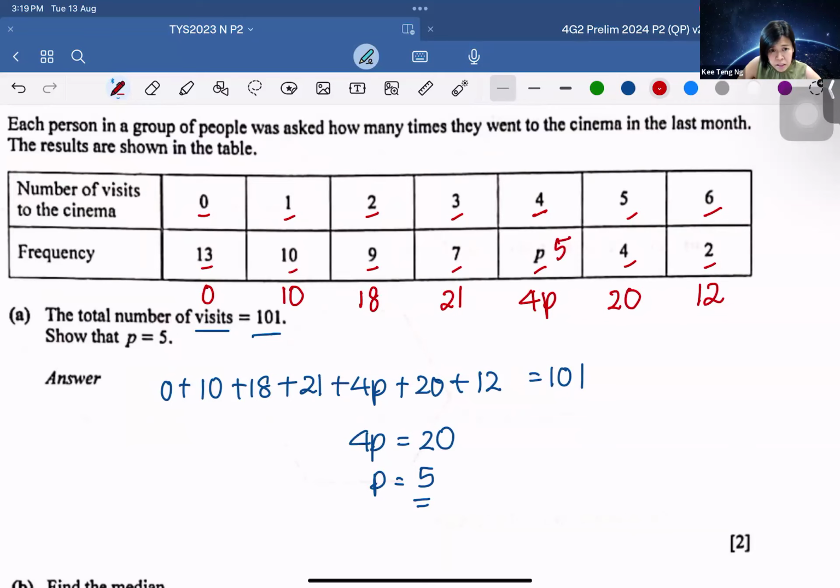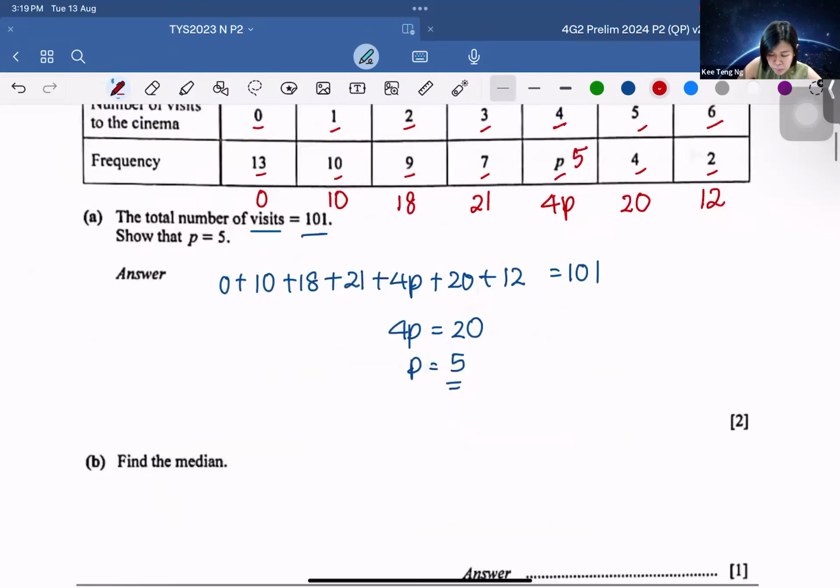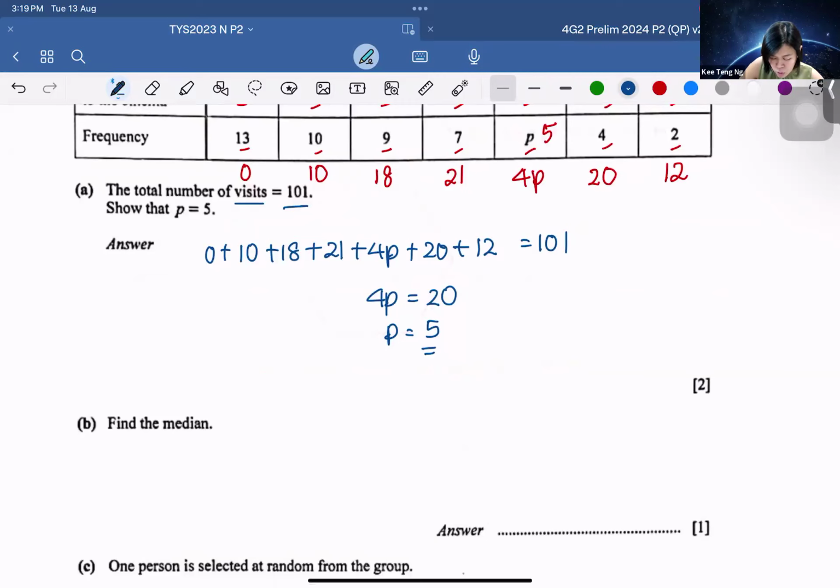They asked me to find the median. Okay, how to find the median? I must find my total number first, right? So the middle position first. My total frequency: 13, 10, 9, 7, 5, 4, and 2. I got a total of 50 people. I need to find the person in the middle position.